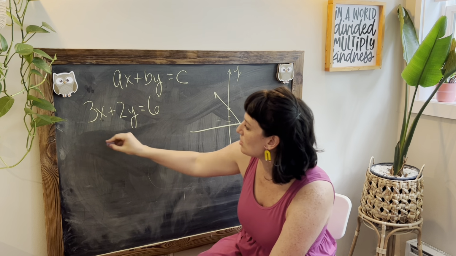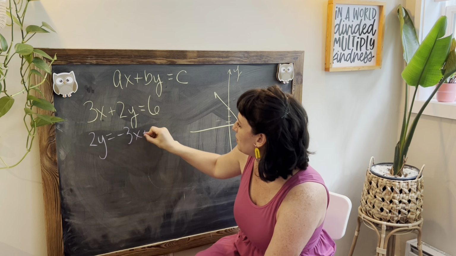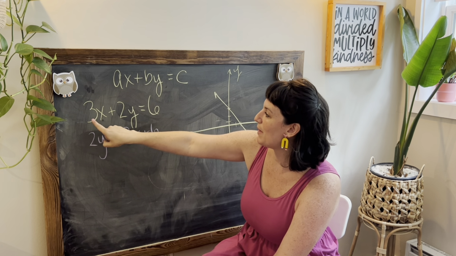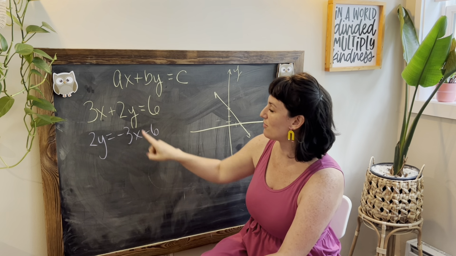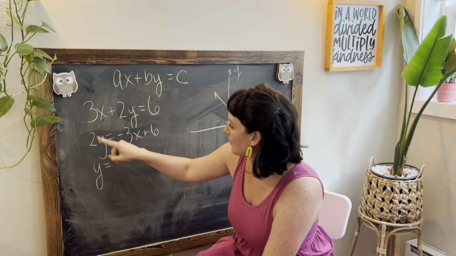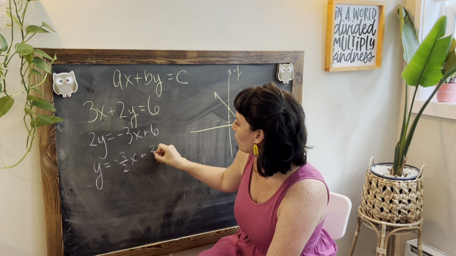And so if we did solve for y, we would get negative 3x plus 6, right? Watch those signs. For balance, make it opposite. So it's a negative 3x on the other side. Now we're going to divide everything by the 2. You get negative 3 halves x plus 3.